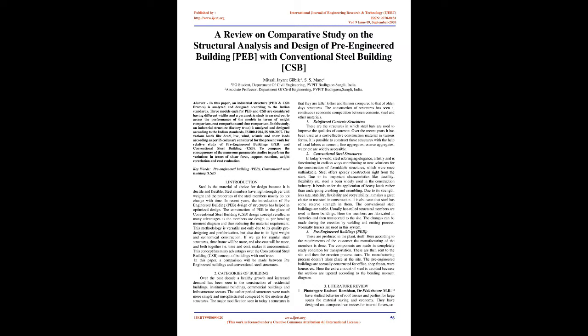2. Conventional steel structures. In today's world, steel is bringing elegance, artistry, and is functioning in endless ways, contributing to new solutions for the construction of formidable structures, which were once unthinkable. Steel offers speedy construction right from the start. Due to its important characteristics like ductility, flexibility, etc., steel has been widely used in the construction industry. It bends under the application of heavy loads rather than undergoing crushing and crumbling. Due to its strength, low cost, stability, flexibility, and recyclability, it makes a great choice to use steel in construction.